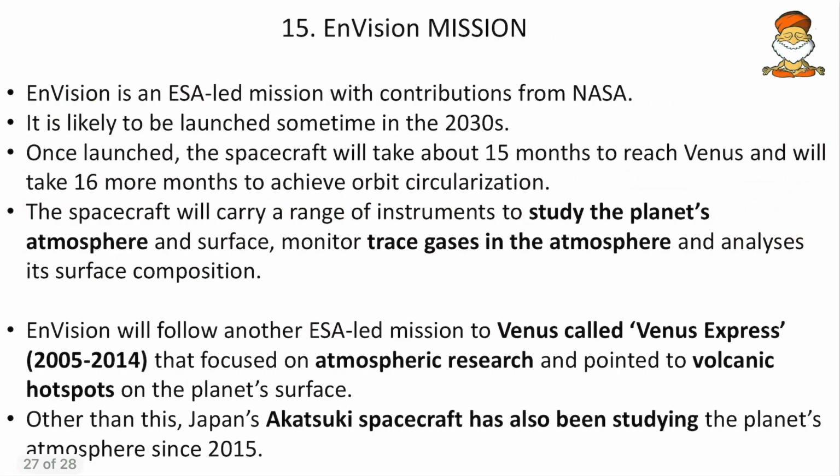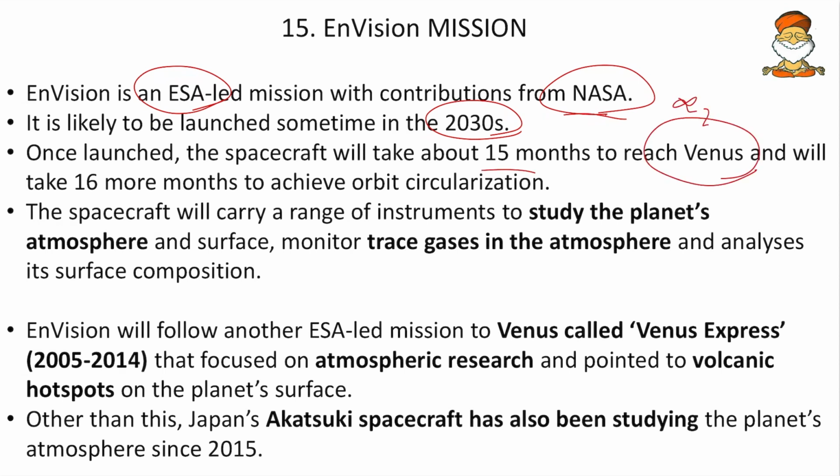Then come to the next one, the Envision mission. Envision is a European Space Agency led mission with contributions from NASA. So both have contributed, and it is likely to be planned sometime in the 2030s. So much later. Once launched, the spacecraft will take about 15 months to reach Venus. So this is a mission for Venus, Envision, V for Venus, and will take 16 more months to achieve its orbital circularization.